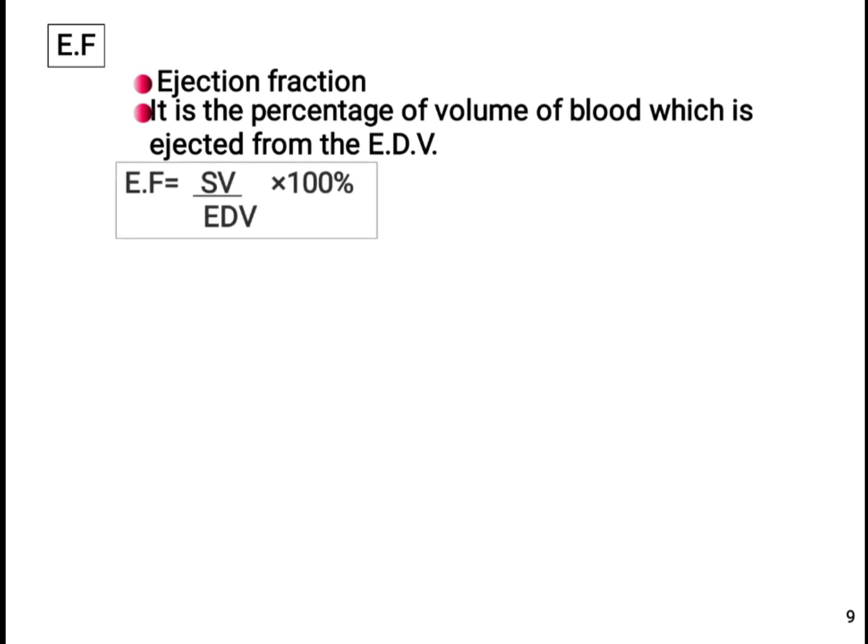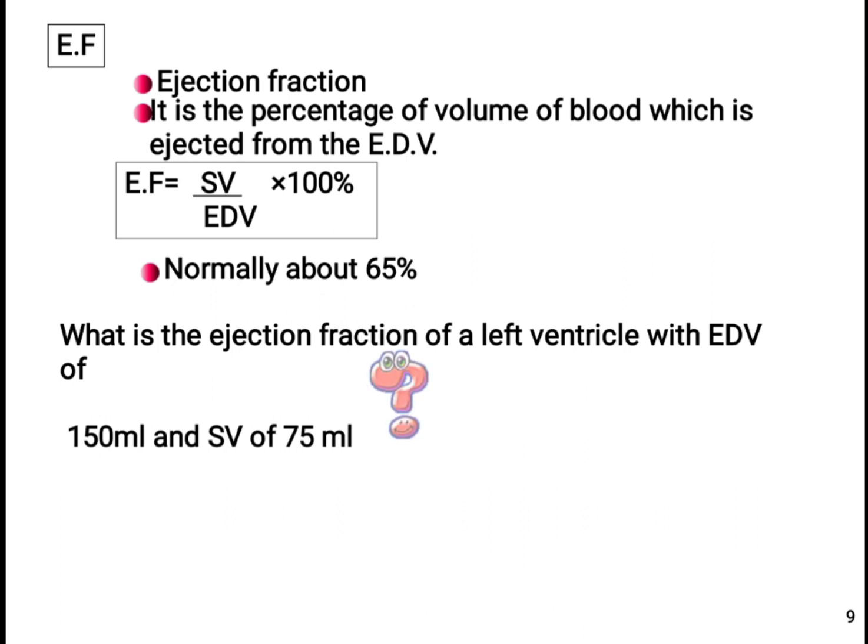Now, there is another term that we need to talk about, the ejection fraction. That is simply the percentage of the end diastolic volume that is ejected, given by the formula: ejection fraction equals stroke volume divided by the end diastolic volume, times 100. Normally it is about 65%.